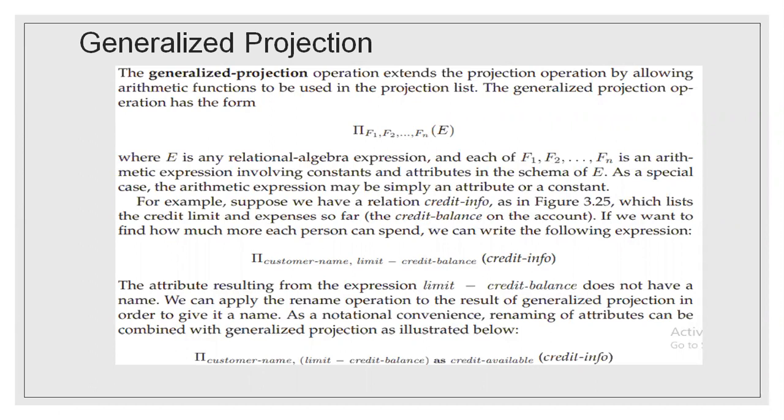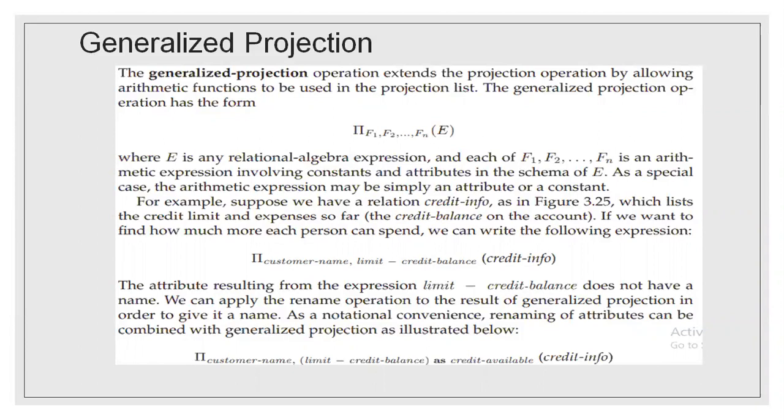So the generalized projection operation extends the projection operation by allowing arithmetic functions to be used in the projection list. Already we have seen projection wherein we can have pi and the column name. The generalized projection operation has the form pi f1, f2, ..., fn (e), where e is a relational algebra expression and each of f1, f2 up to fn is an arithmetic expression involving constants and attributes in the schema of e. As a special case, the arithmetic expression may be simply an attribute or it can be a constant.